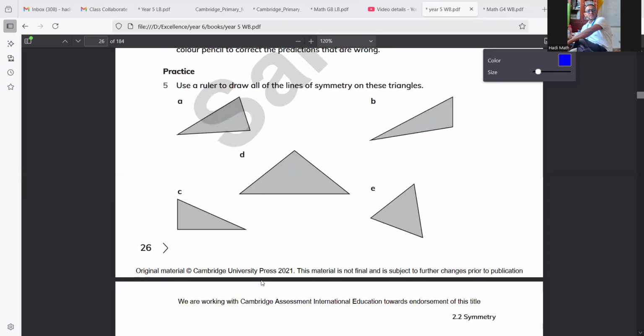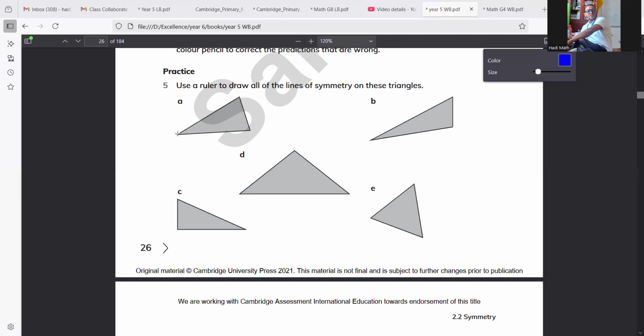Question number 5. They say use a ruler to draw all of the lines of symmetry on these triangles. That's all you need to do to draw the lines of symmetry. Remember, if a triangle is isosceles, there will be one line of symmetry. If it's equilateral, there will be three lines of symmetry. If it's scalene, there will be no line of symmetry.